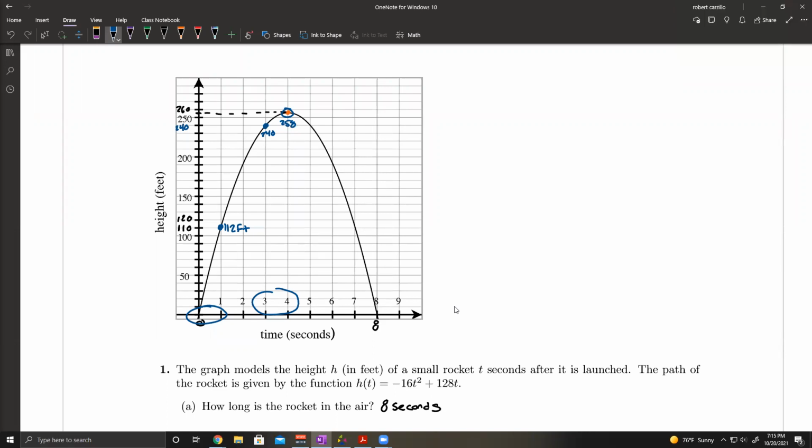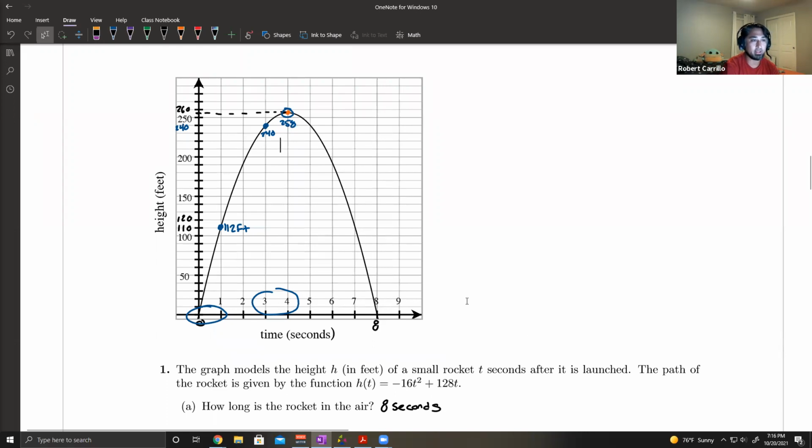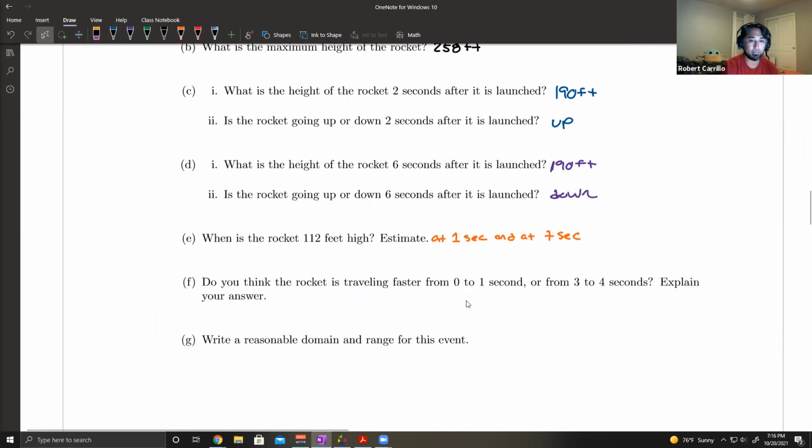0 to 1. Because in 0 to 1 seconds, we cover 112 feet. In 3 to 4 seconds, we cover, what's that, 18 feet. So 0 to 1 seconds is faster. I'll say in 0 to 1 second, the rocket covers 112 feet.